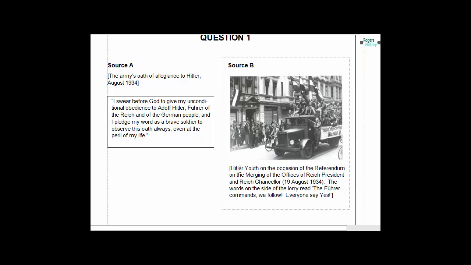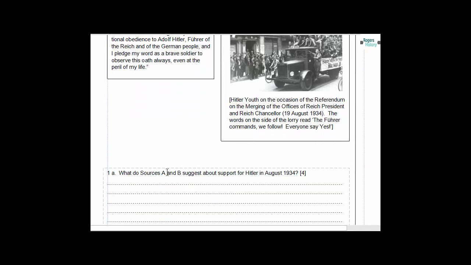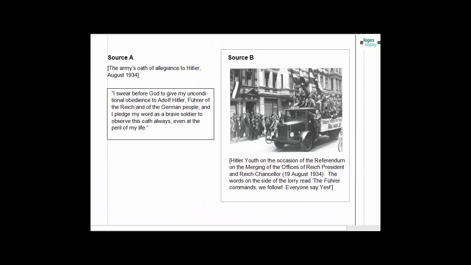So in this case, Hitler Youth, on this occasion of the referendum on the merging of the offices of Reich President and Reich Chancellor, the words on the side of the lorry read, "The Führer commands, we follow, everyone say yes." So looking at the picture with the van, the members of the Hitler Youth, flags, people respecting and saluting the Hitler Youth. Looking in the context of the question, what do they suggest about support for Hitler in August 1934? You would have to say, looking at the image, it suggests that support was high, and you would need to pick out a couple of relevant details to back that up.